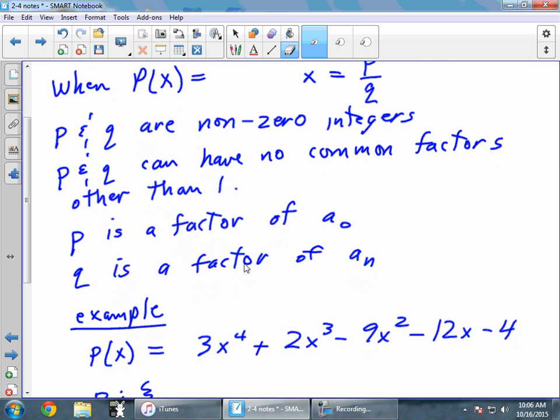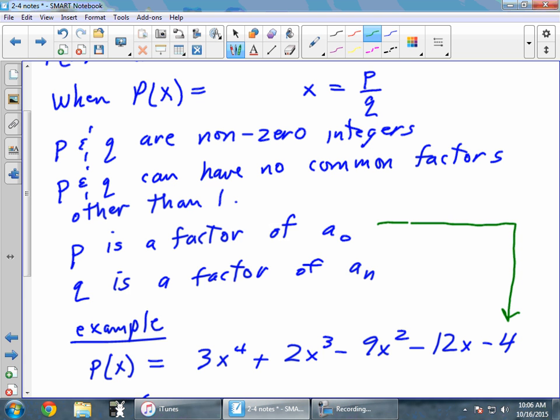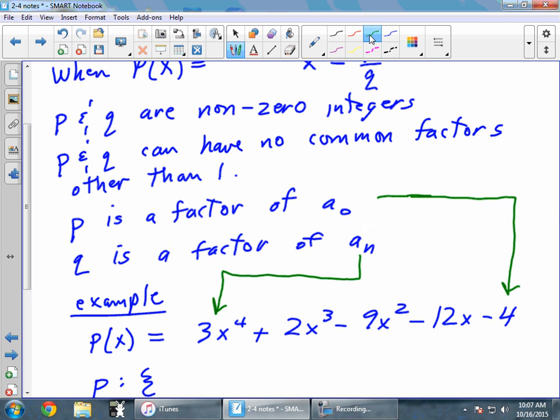Okay, so let's do an example and try to illustrate this. If we're talking about p being a factor of a sub 0 in this example, what will p be a factor of? Which one is a sub 0? Negative 4. So p is going to be a factor of negative 4, and q is going to be a factor of 3. So then it's always a little easier when you have some real numbers to look at.